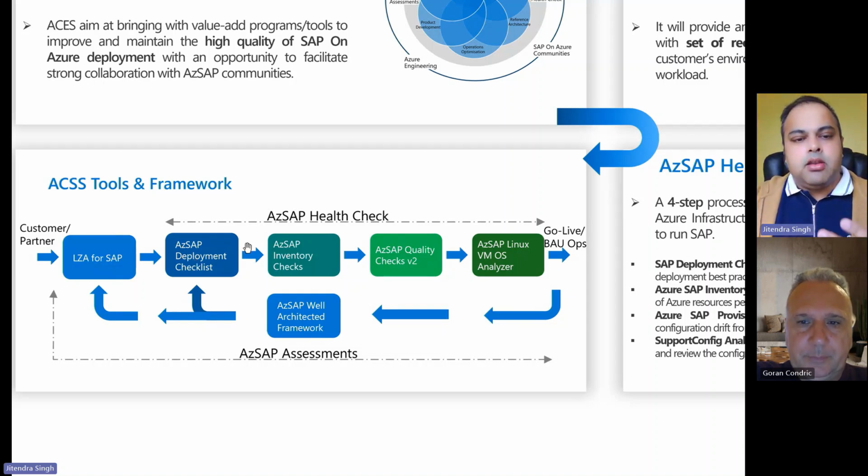And then they can use our deployment checklist to understand what the best practices are. Once the deployment is done, they can start using inventory checks for SAP and then quality checks, and then go live basically. Once they are live, they can also come back and do the WAF assessment to understand what the roadmap is, where they want to go in 3 months, 6 months, right?